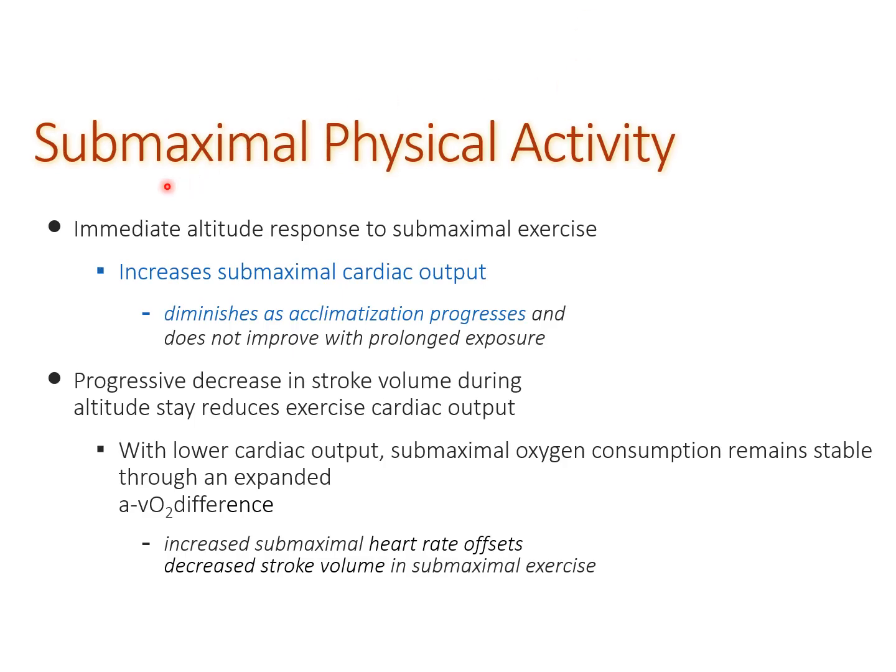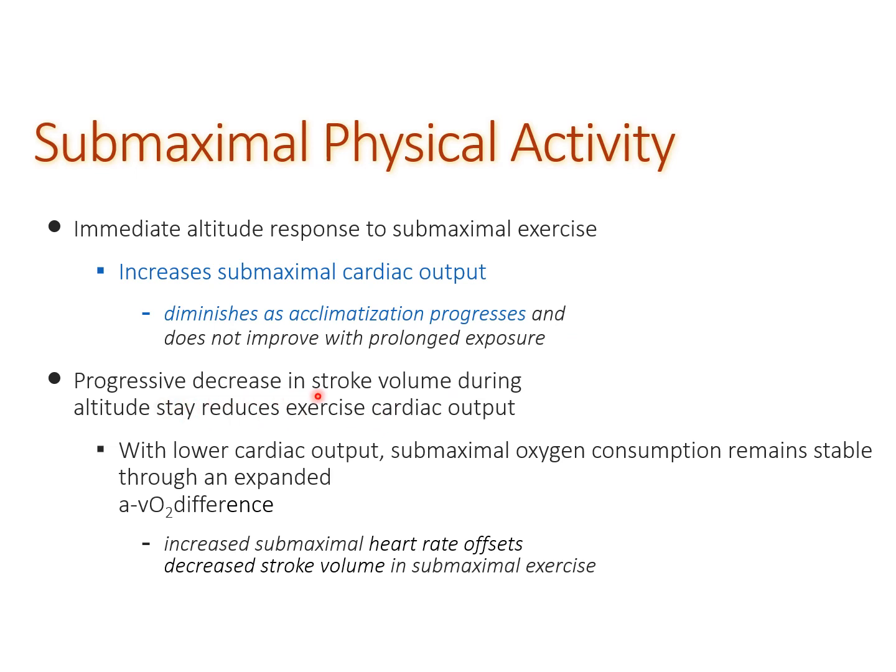So we just talked about circulatory changes that are related to more resting state at altitude, and now we're going to talk about changes that happen during submaximal physical activity. So when you first get to altitude, so this immediate altitude response, with submaximal exercise, you're actually going to see an increase in cardiac output. Now you're going to say to me, well, Brett, last slide you just told me that cardiac output decreases. Well, it actually does. As you start to get acclimatized, you do not improve and you see a decrease in your cardiac output over time.